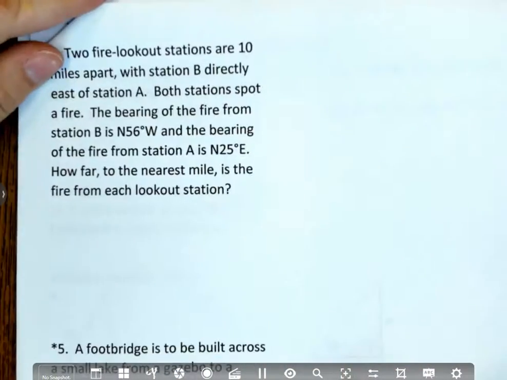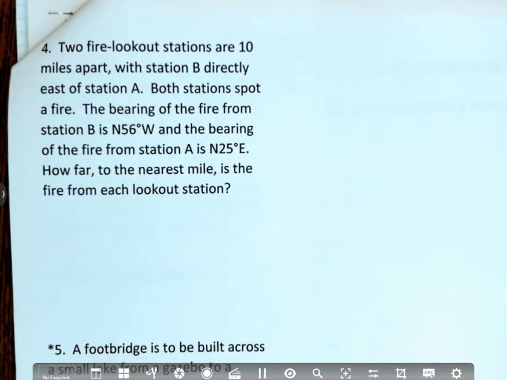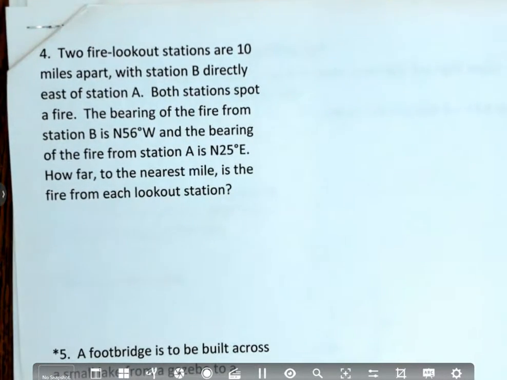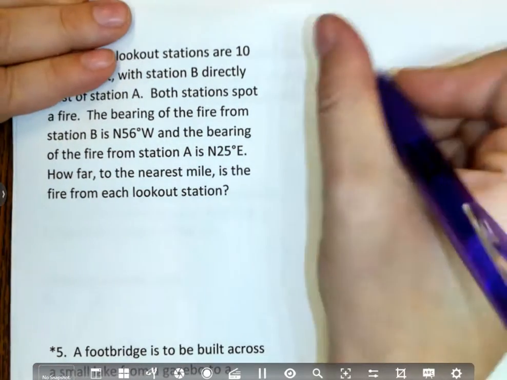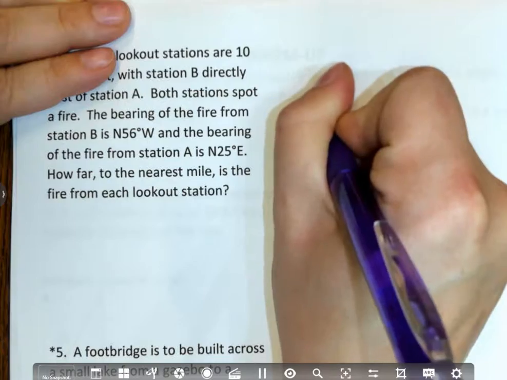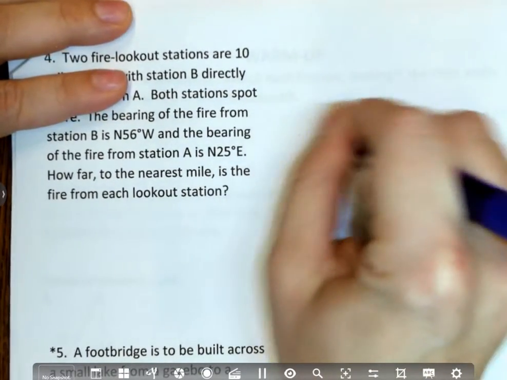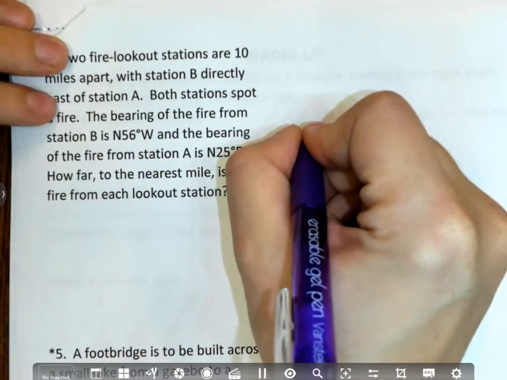I want you guys to read that problem for me. So when I'm looking at this here, we have two fire stations, 10 miles apart, east and west, spotting a fire, northwest, northeast. Oh. All right. I've got two fires, right? I don't know what that is. That was supposed to be a fire. That really stank. So let's do it this way.